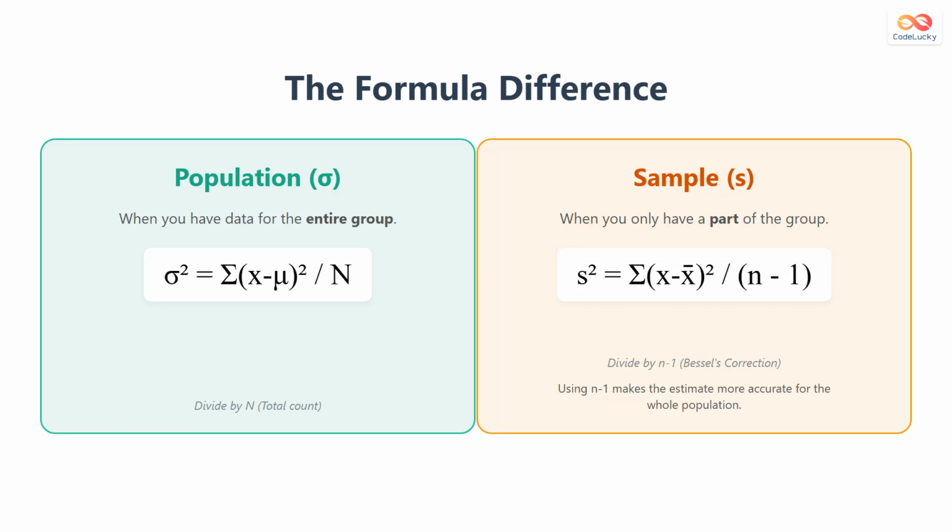You will often see two slightly different formulas. If you have data for the entire population, you divide by n, the total count. But if you only have a sample or a small part of the group, you divide by n-1. This is a mathematical correction to make the estimate more accurate for the whole population.